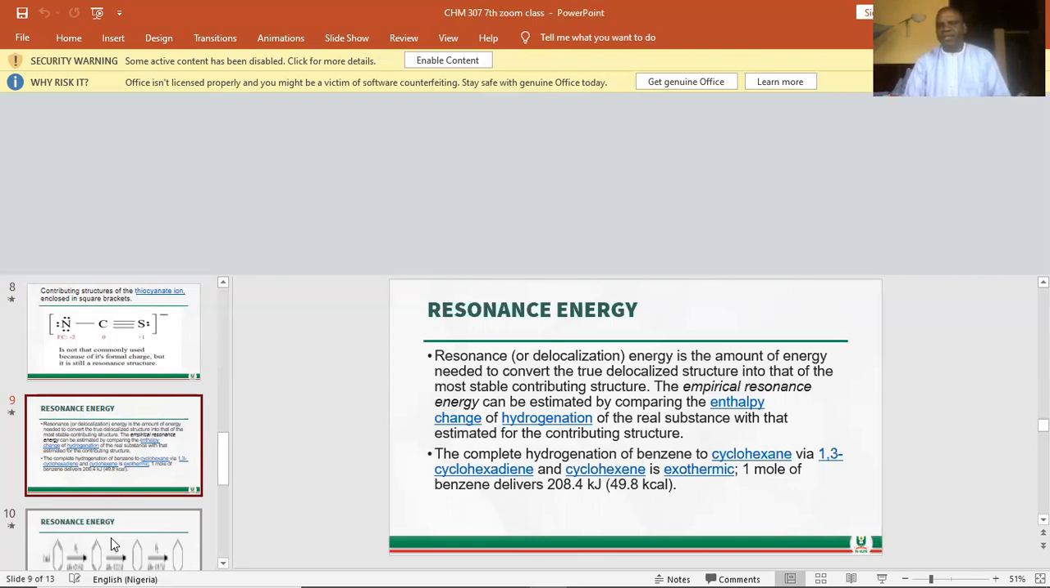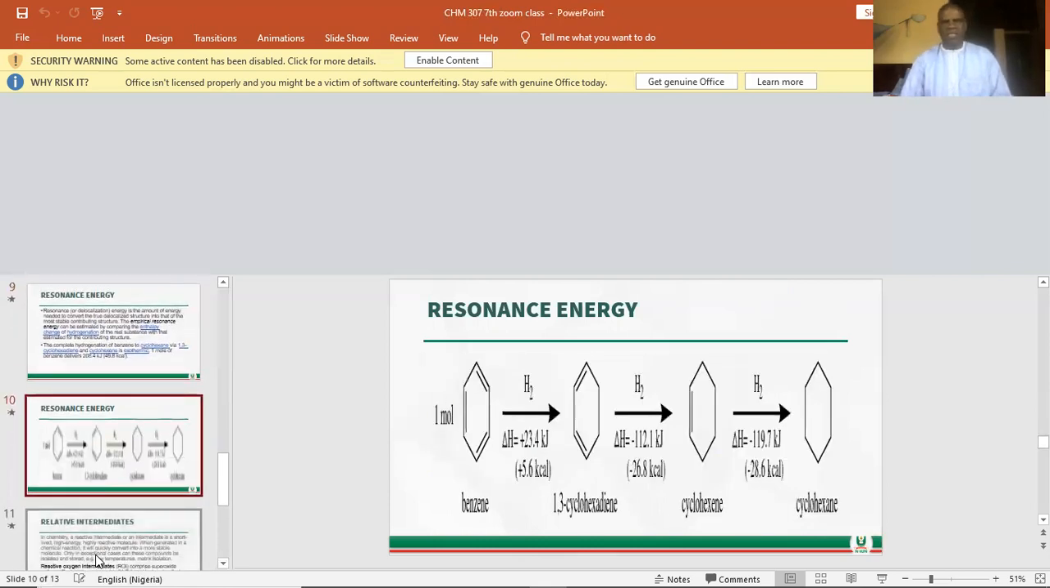The empirical resonance energy can be estimated by comparing the enthalpy change of hydrogenation of the real substance with that estimated for the contributing structure. The complete hydrogenation of benzene to cyclohexane via 1,3-cyclohexadiene and cyclohexene is exothermic. That means 1 mole of benzene delivers 208.4 kilojoules or 49.8 kilocalories.